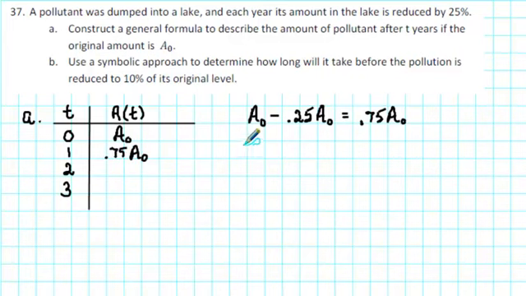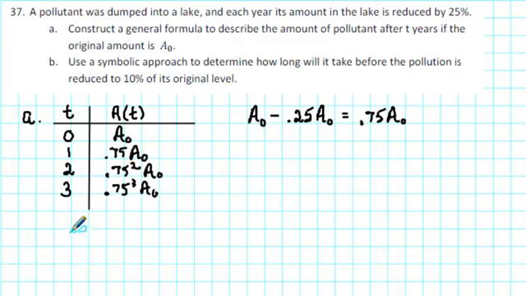We could go through the same process that we did before, but remember the end result is that if you decrease something by 25%, then you wind up with 75% of the original amount. So what we need to do is to take this 0.75 times A sub 0 and multiply it by 0.75 again, and what we end up with is 0.75 times 0.75 times A sub 0. But 0.75 times 0.75 can be written as 0.75 squared. So we have 0.75 squared times A sub 0. Similarly, for year 3, the amount of pollutant will be 0.75 cubed times A sub 0.